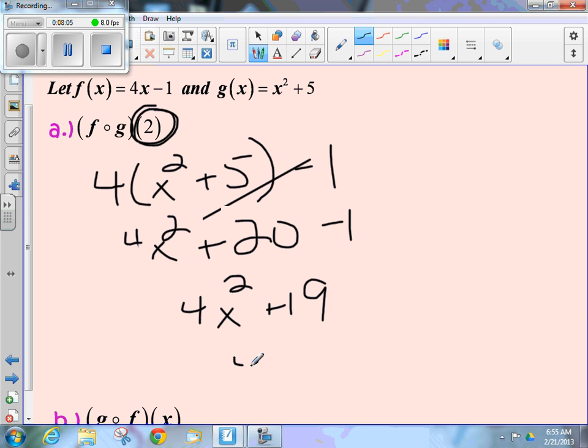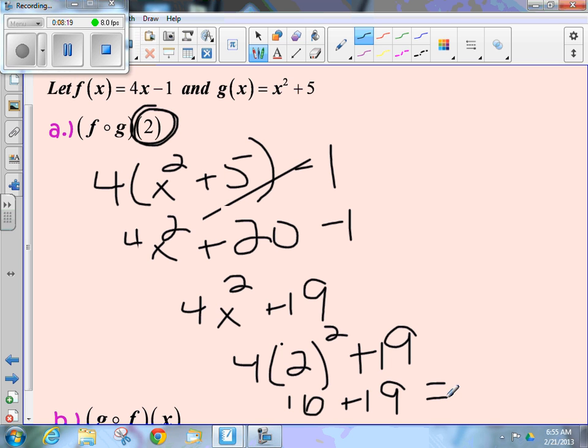If I plug in a 2, I have 4 times 2 squared plus 19. 2 squared is 4. 4 times 4 is 16. 16 plus 19 is what? 20, 35? You should get 35 for your final answer.